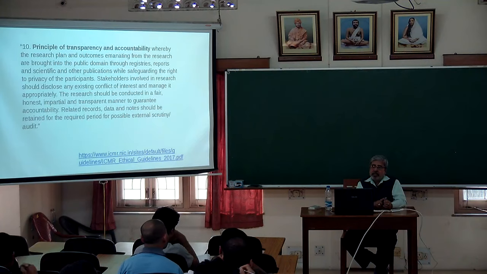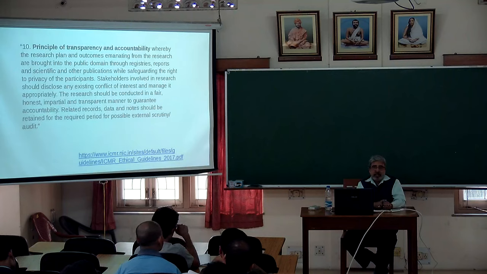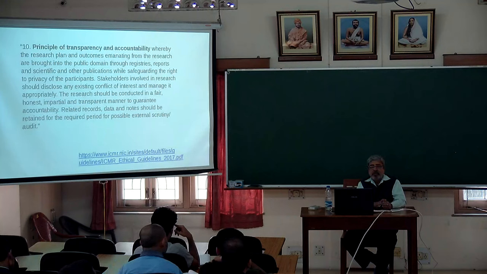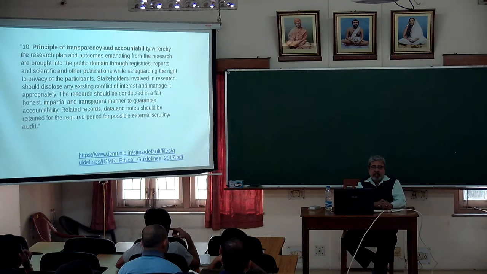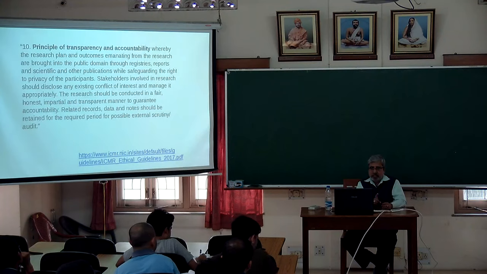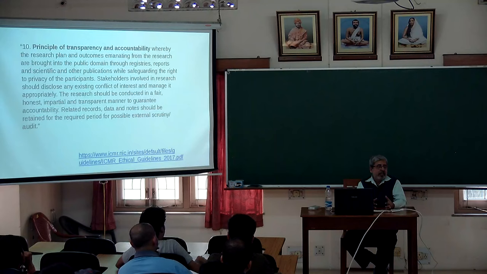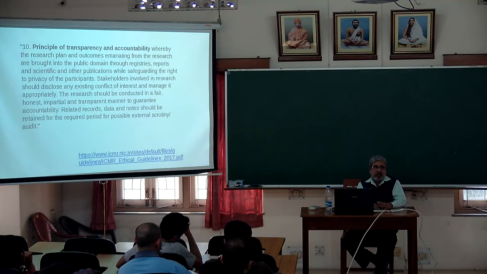And the second aspect is that whatever you are doing, you have to publish it in a journal so that the public benefits from your research work. Publish. That's how the concept of publication came. I have done some experiment, I have kept it in the laboratory itself, and I know myself only. Then the benefit is not transferred. So there is no transparency, no accountability.